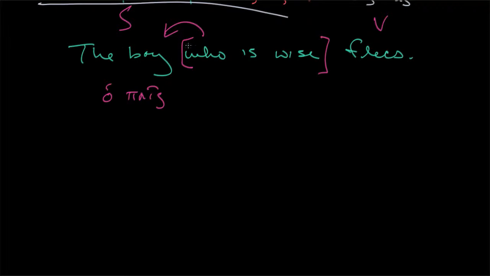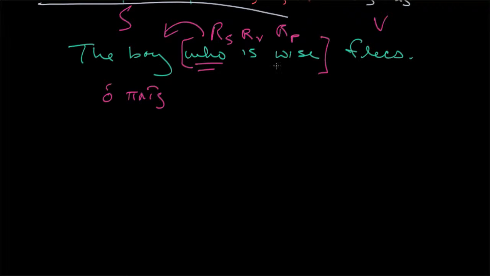So, what does this need to do to agree with the boy? Well, the boy is nominative, masculine, and singular. But what does who need to be? Well, its singularity and its masculinity are going to be determined by the boy. But then we need to look at, within its relative clause, what is its function? So we have who is wise here. I'm going to mark this as relative clause with this R, and then a relative subject. This would be the relative predicate. This would be the relative verb.